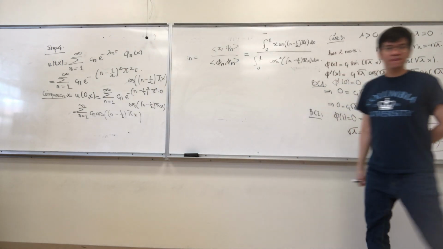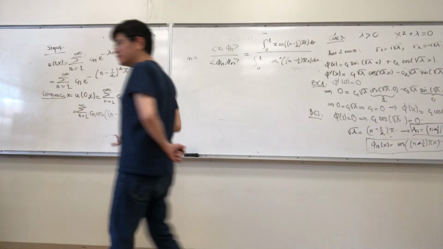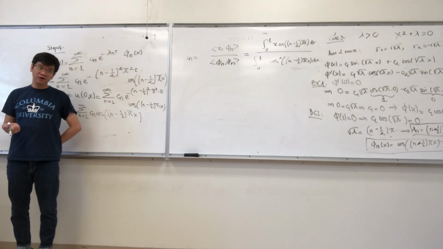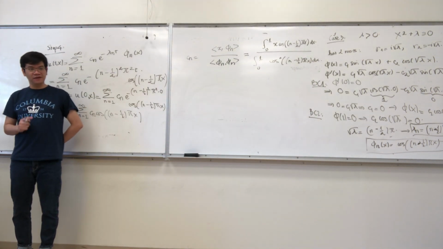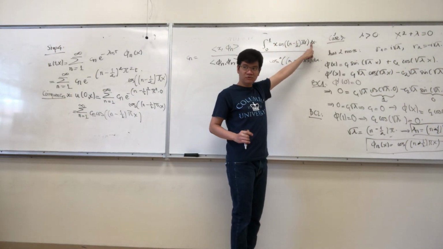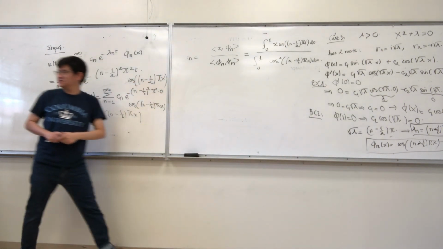Alright? So Cn is a coefficient, right? So the formula that you have to use is you multiply x with phi n in the inner product, and you divide by phi n phi n. So the inner product of x and phi n is this integral, and the inner product of phi n with itself is this integral, right? This is an excellent answer.